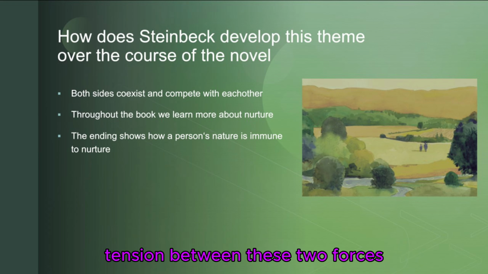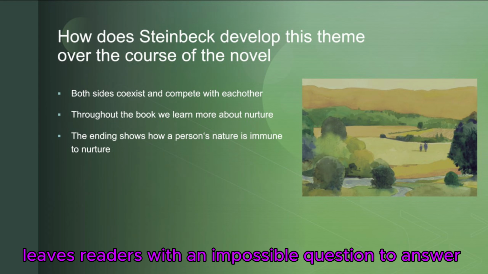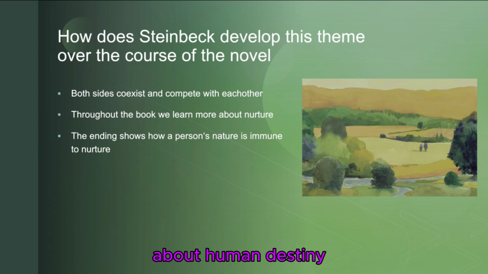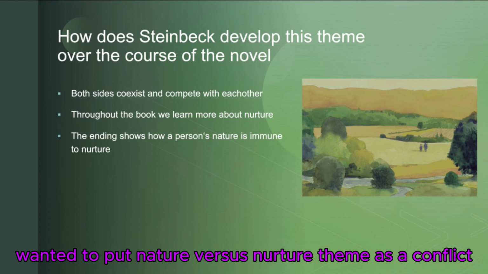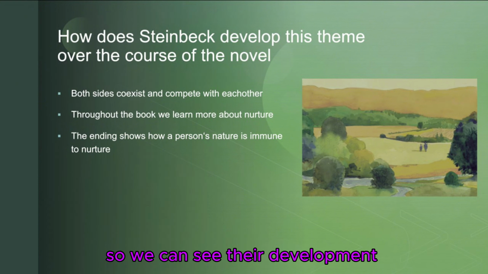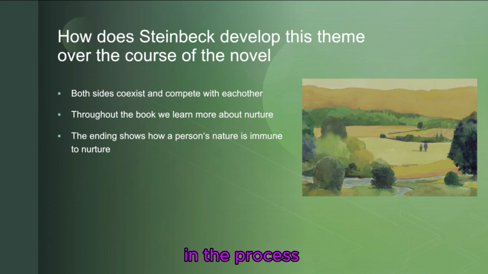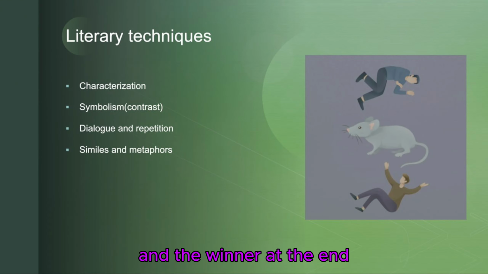The tension between these two forces leaves readers with an impossible question to answer about human destiny and their significance. Steinbeck wanted to put the nature versus nurture theme as a conflict so we can see their development in the process and the winner at the end. Is there anything peculiar about the text type? How does Steinbeck show it?